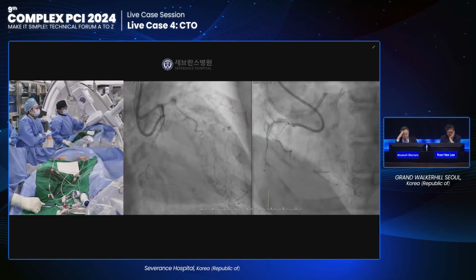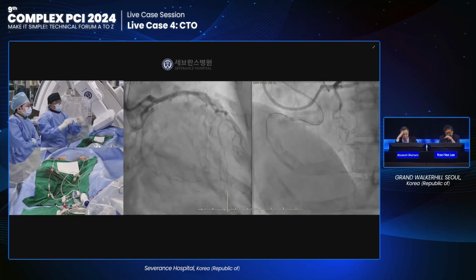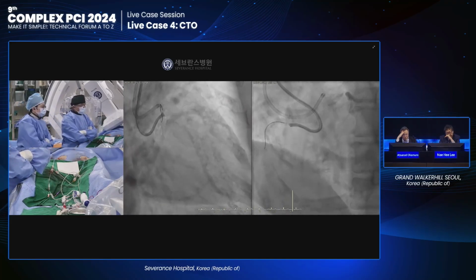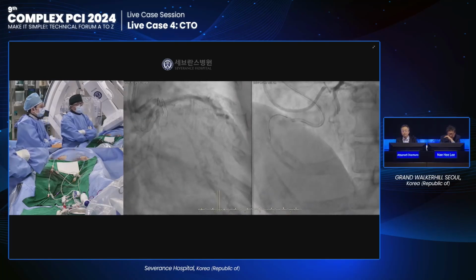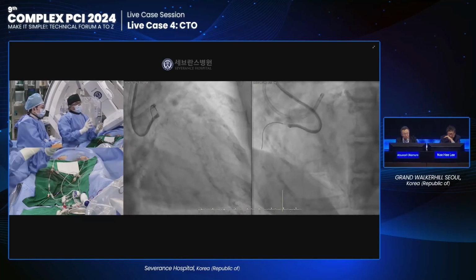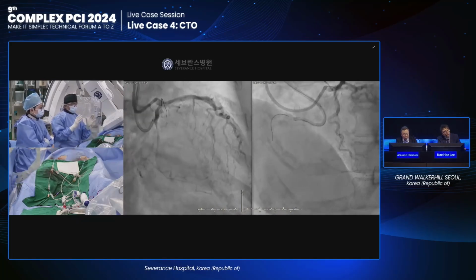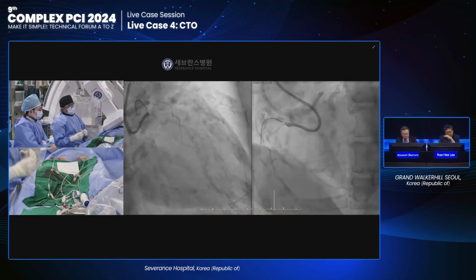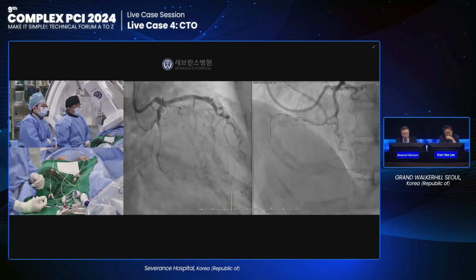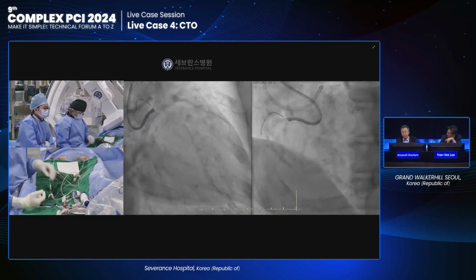Can you see today's angiogram? Yes. Okay. So this is the angiogram. Because of the revascularization of the LAD and circumflex, a little bit improved collateral flow was observed. Okay, this is some summary of today's case. At this time, I want to take the panel's opinion. Any opinion?